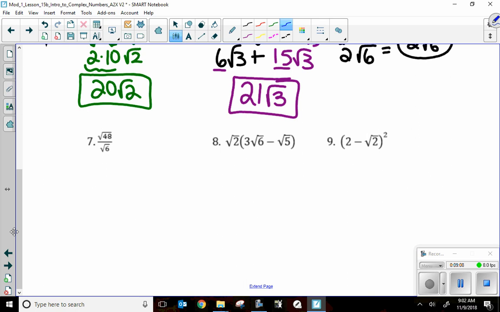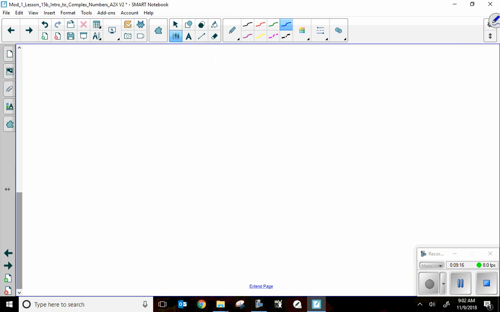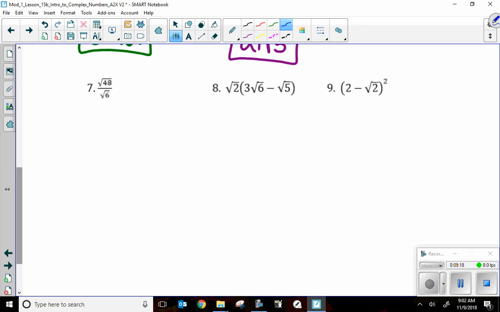Number 7, let me remind you of a rule with fractions and radicals, okay? It's a little too far. I'm just going to write this off to the side. You don't have to. I just want you to see this. If I have the square root of 2 values, okay, I can put them under 1 radical, okay? I can put them under 1 radical.